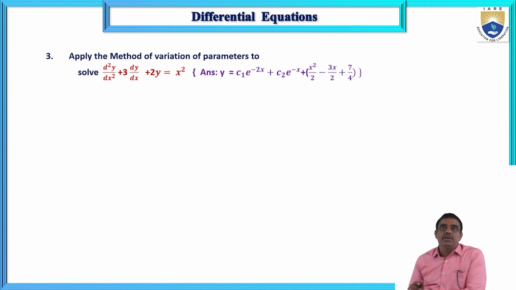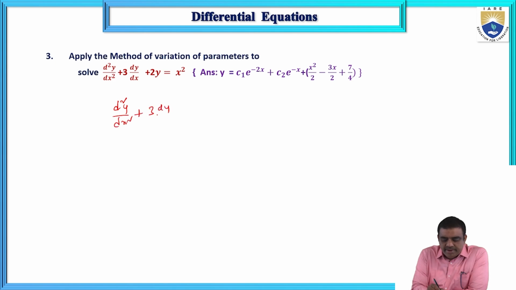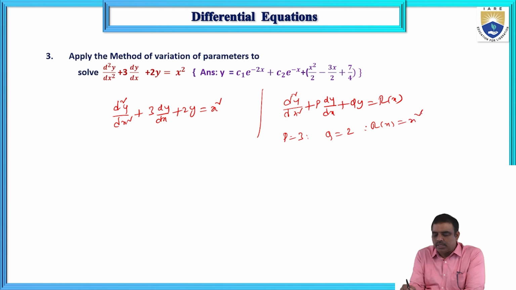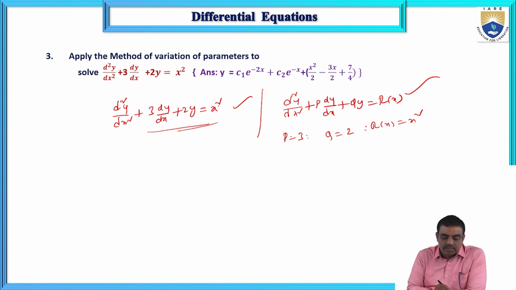So, last example, we solved this problem and we left it, right? So the given equation is d square y by dx square plus 3 dy by dx plus 2y is equal to x square. It looks like d square y by dx square plus p into dy by dx plus q into y is equal to r of x. So what is p here? 3. And what is q? It is 2. And what is r of x? x square. So the given equation is in standard form.